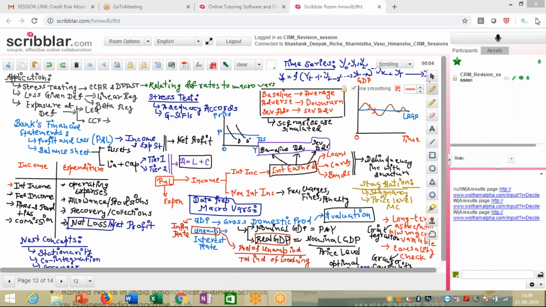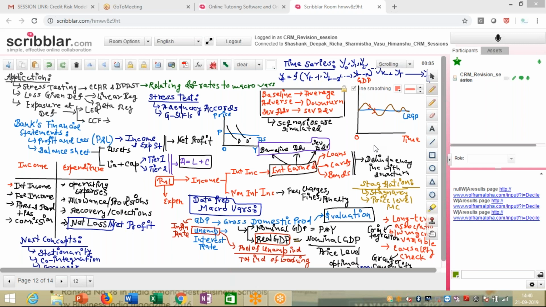Now, one thing that we wanted to look into to understand it is that if we are trying to develop a CCAR model, a stress testing model, then what we need to do is identify each of the components in the P&L statement and in the balance sheet as a function of the macroeconomic variables. So that is something that we really want to do.